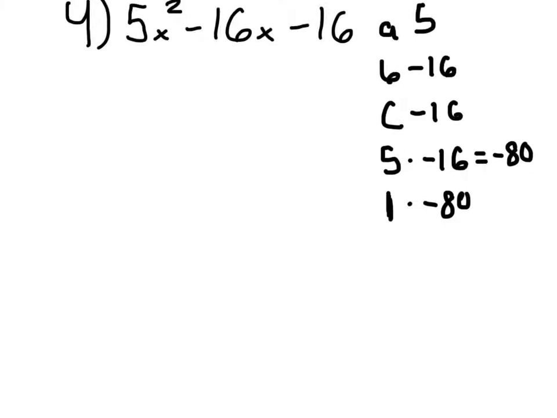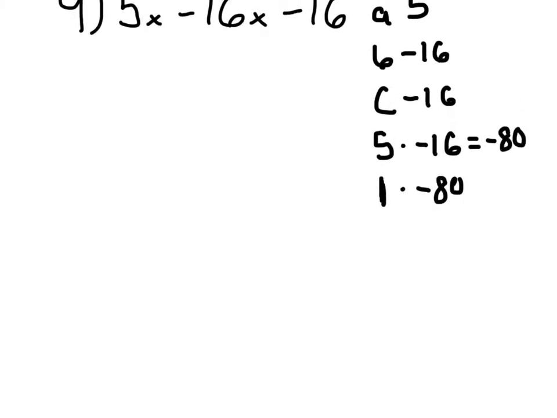So let's move down a little bit and start listing off factors. So 2 can go into it, negative 40. So 2 times negative 40 is negative 80, but it doesn't add to negative 16. So we have to keep going. 3 won't go in, but 4 will. So 4 times negative 20 is equal to negative 80, and it's also equal to negative 16 when you add them together. So these are our factors right here.